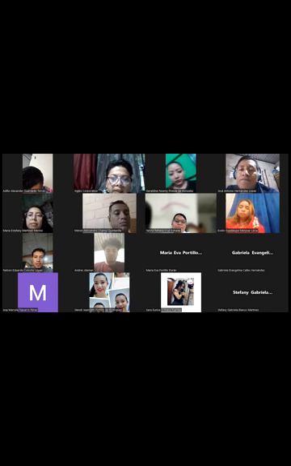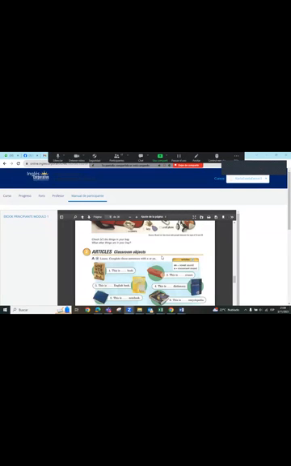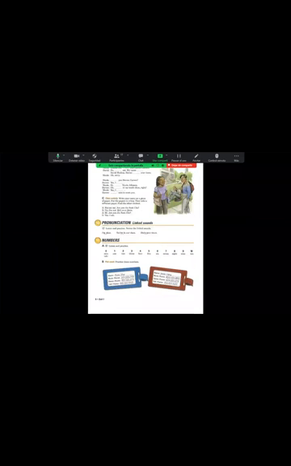So here we're going to practice with the book. Let me see if I can expand this. So we're going to check this. This is the vocabulary that we're going to study in this unit. So it says, what's in your bag? And we are going to use this.